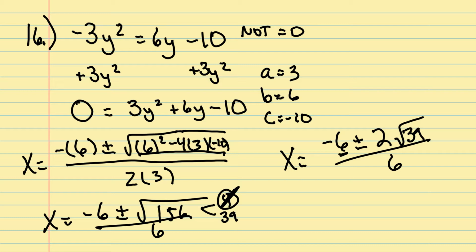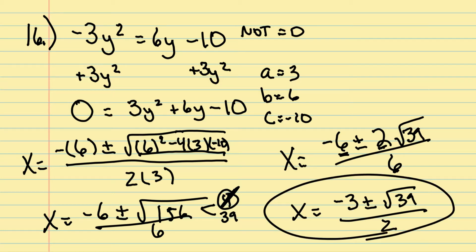So I'm just going to look at all three of these, 6, 2, and 6, and say all three of them can be divided by 2. So I'm going to say negative 3 plus or minus radical 39 all over 2. And that's your best answer. This answer right here is pretty close. If you got that far, you maybe would lose a half point if it was on a quiz. But that would be pretty good work.